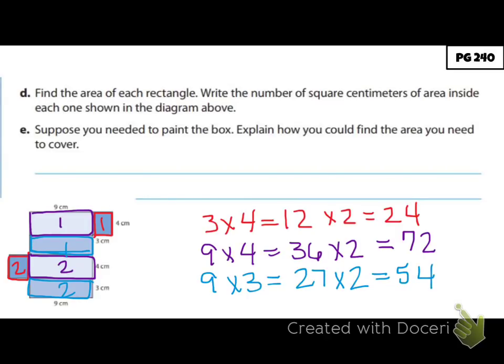What I then do to find the surface area of all of it is I add them up. So 24 plus 72 plus 54 would give us 150. So it's 150 centimeters squared. It's still area, so we still square it.